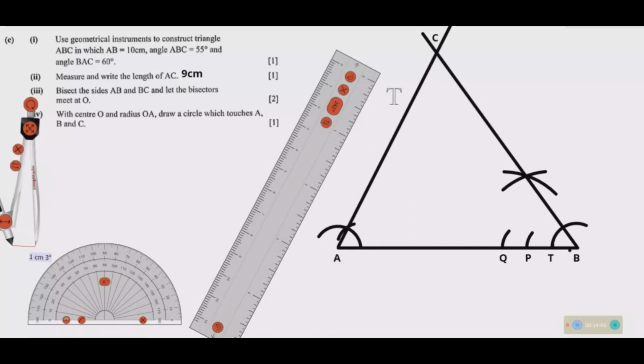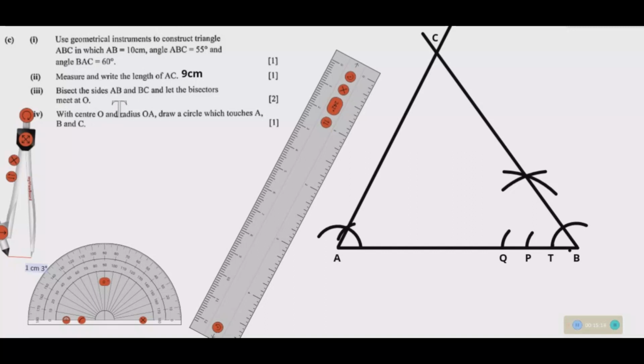Now since this is 9 centimeter and we have written it there, we go to question number 3, which means we have answered question C2 and we have constructed triangle ABC, just like you can see there. Question C3 is: bisect the sides AB and BC and let the bisectors meet at O. So that's what we're going to do.